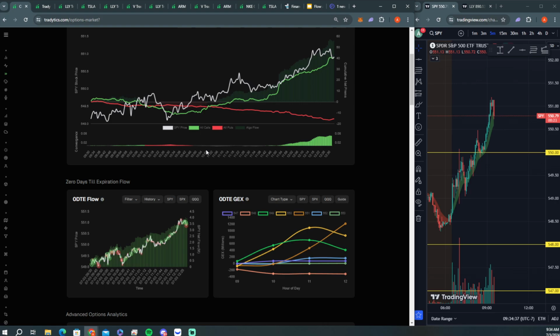I do follow TA for day trades, like with EMAs and stuff like that, and GEX levels. I guess you can consider that TA, but as far as trend lines and stuff like that, I don't do any of that. Yeah, it definitely depends on your trading style.